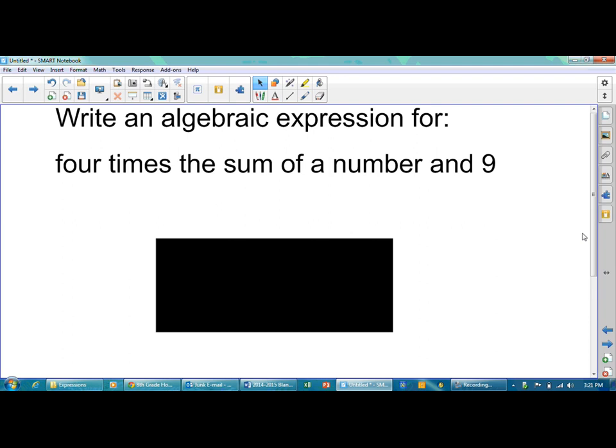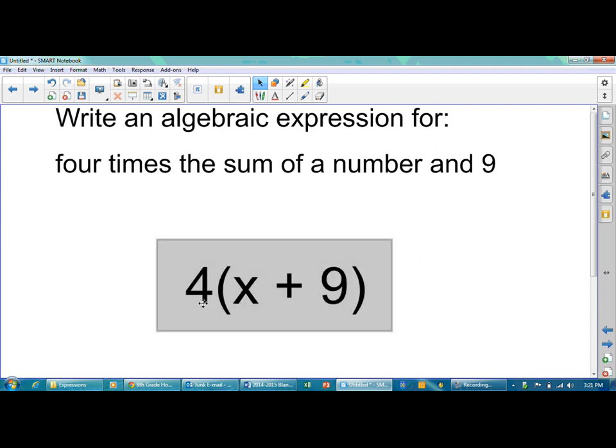Okay, 4 times. So we're going to multiply by 4. We want the sum of a number and 9. So that means we need to add a number to 9. And we want the answer before we multiply by 4. So it's 4 parentheses x plus 9.